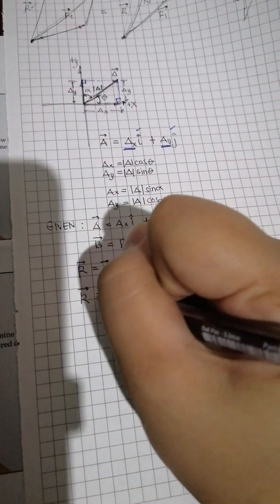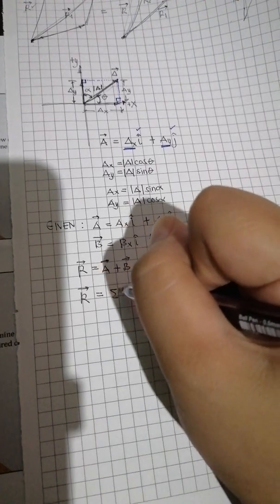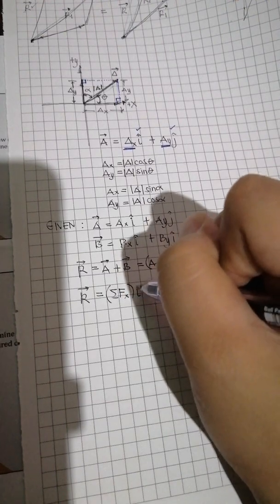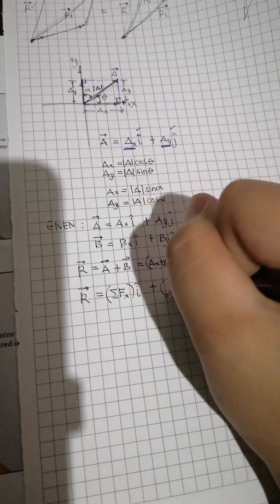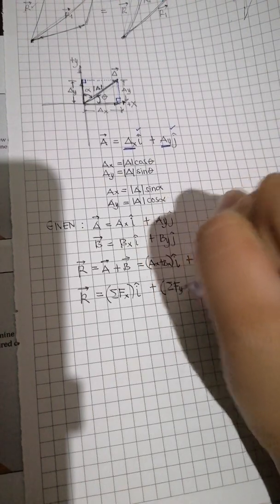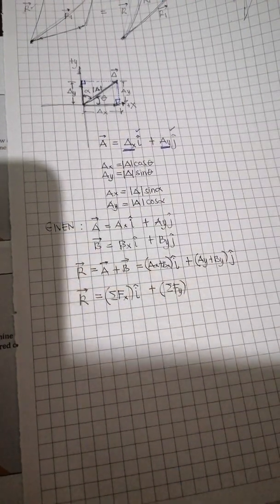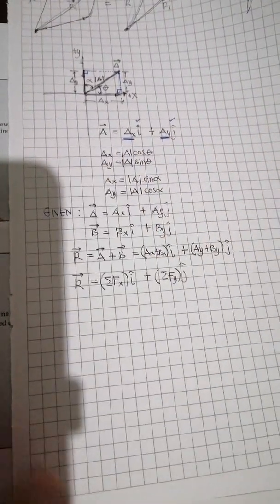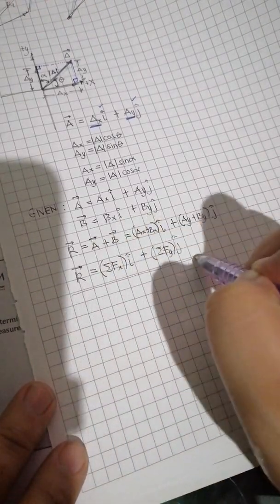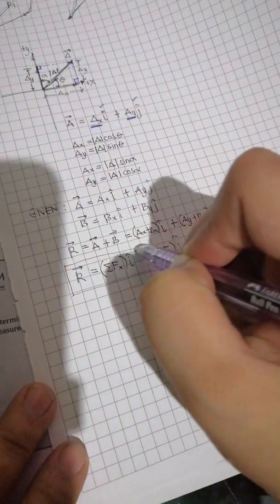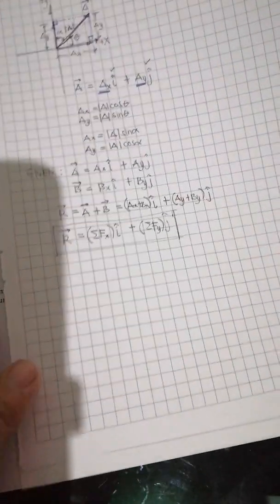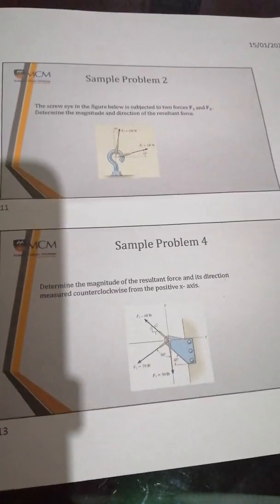So generally, resultant of two or more vectors is equal to, you just sum up all of the x components in the given vectors in the system multiplied to i hat plus summation of all the y components of the vectors times j hat. So this is the general formula for the resultant vector or addition of vectors using the Cartesian form or vector form. So now we will go back to our previous example.